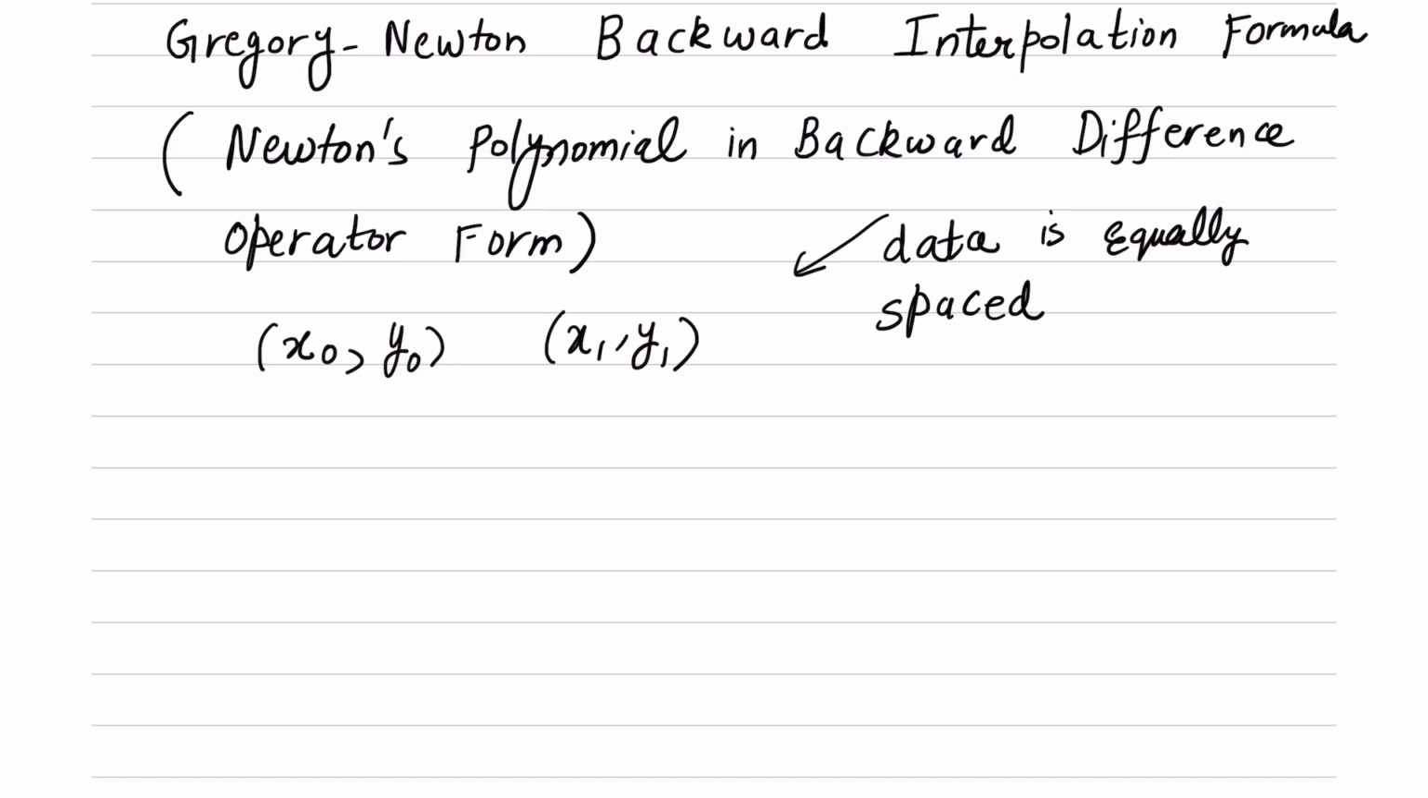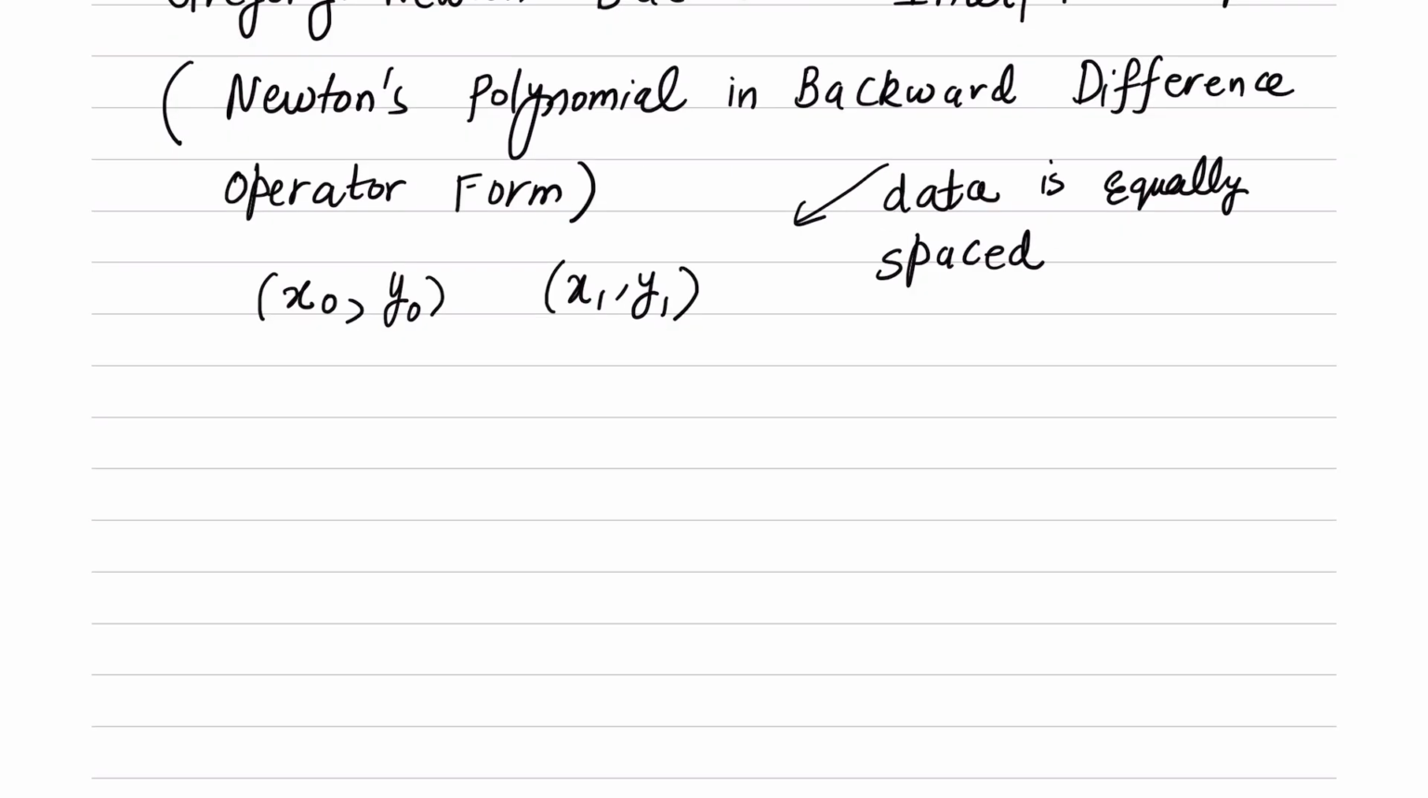And for the divided difference operator, we shall use data that is not equally spaced. So we are going to write Newton's polynomial in backward difference operator form. Here the Newton's polynomial will be slightly different as compared to what we wrote for Newton's polynomial in forward difference operator form and in divided difference operator form.